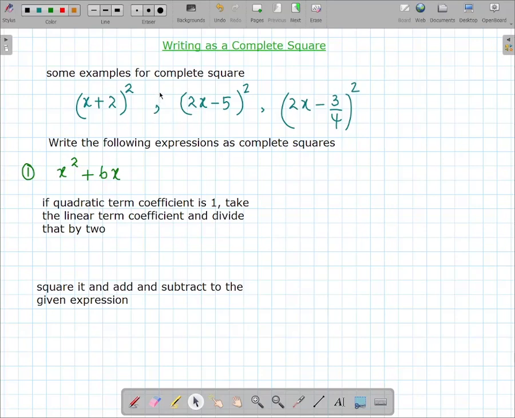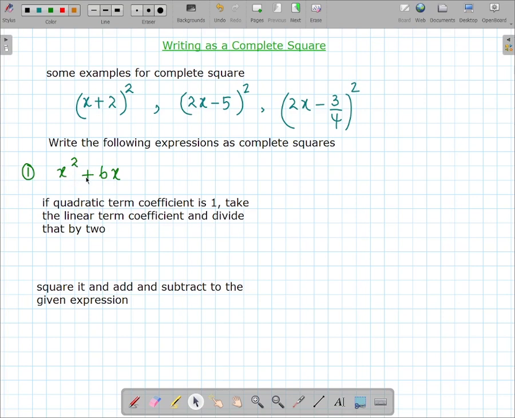Hi, today we are going to talk about writing as a complete square. Some examples of complete squares: (x plus 2) whole squared, (2x minus 5) whole squared, (2x minus 3 over 4) whole squared. So these are complete squares. Then we are given: write the following expressions as complete squares.